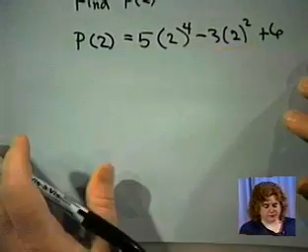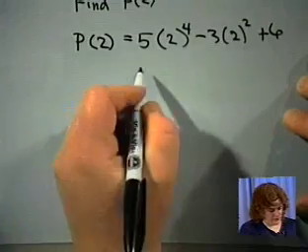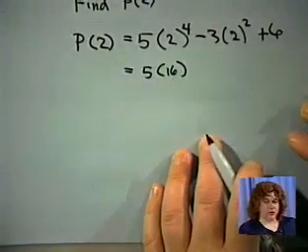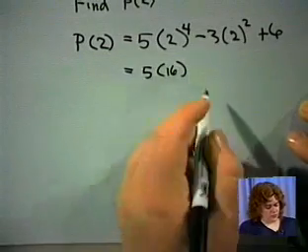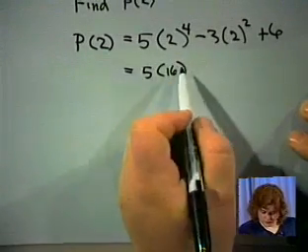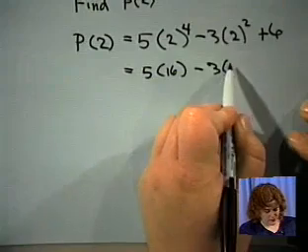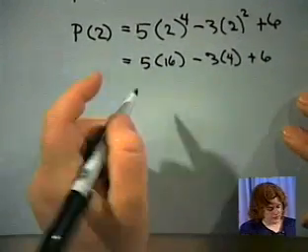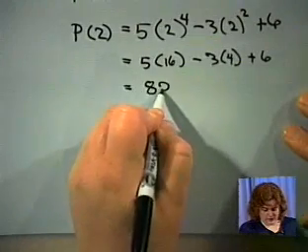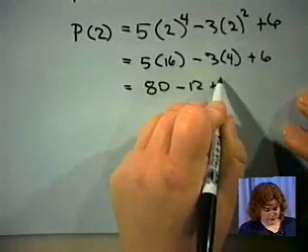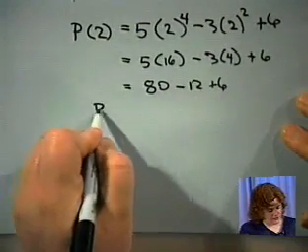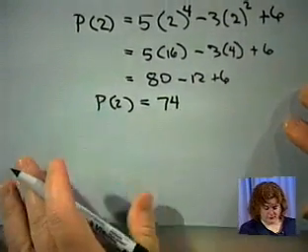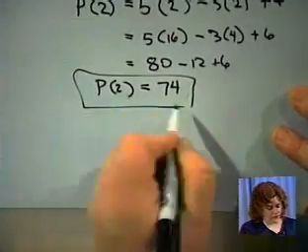plus 6. And that will get us a 5 times 16. Using our order of operations, working with the exponents, minus 3 times 4 plus 6, which is going to get us 80 minus 12 plus 6, and eventually we will decide that P of 2 is 74. And that's our answer.